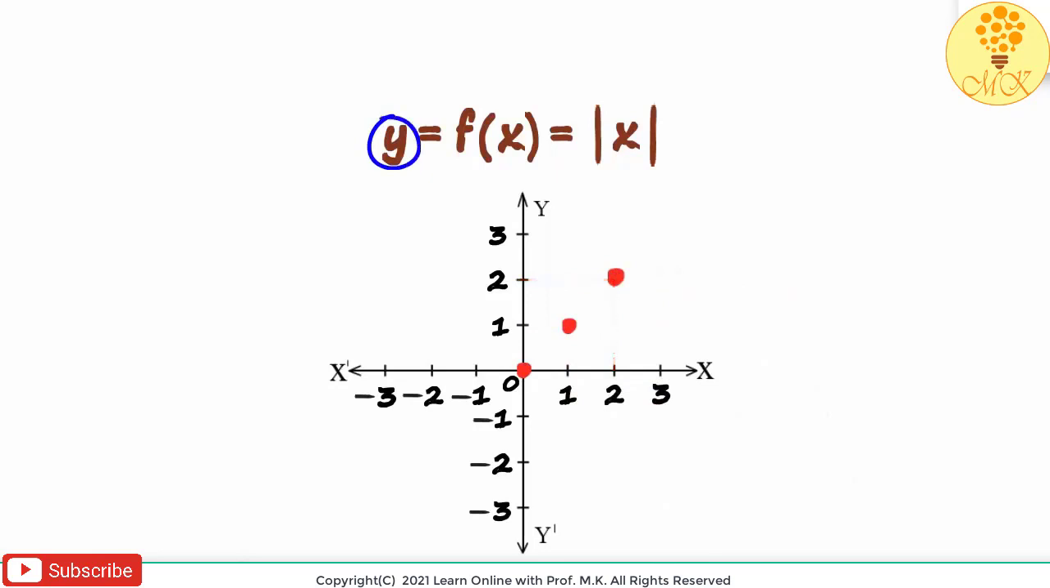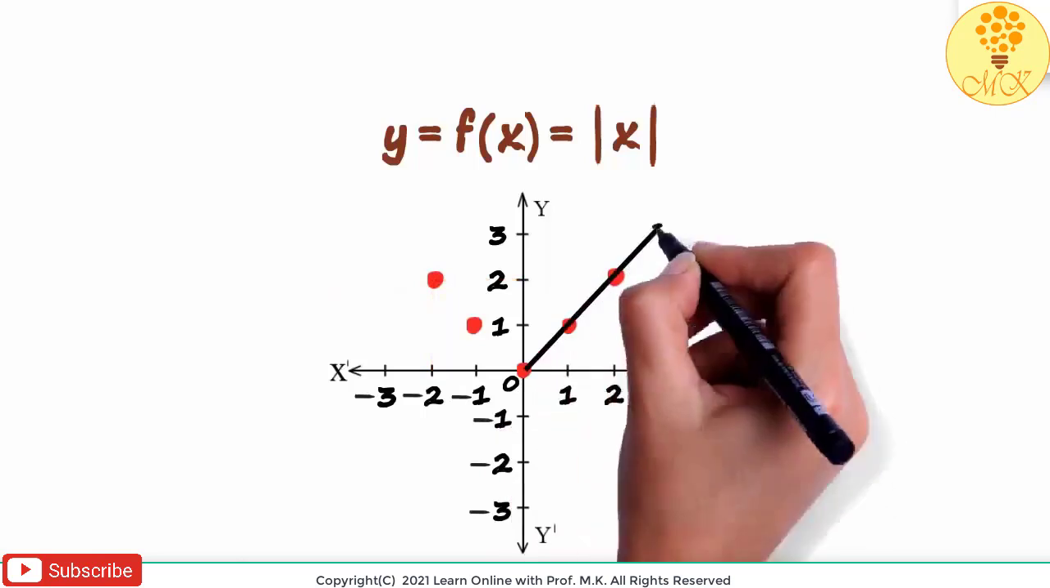And what will y equal when x is minus 1? The absolute value of minus 1 is 1. The absolute value just ignores the sign of the number. (-1, 1) will be another point. And similarly, (-2, 2) will also be another point. The graph will look a bit like this.